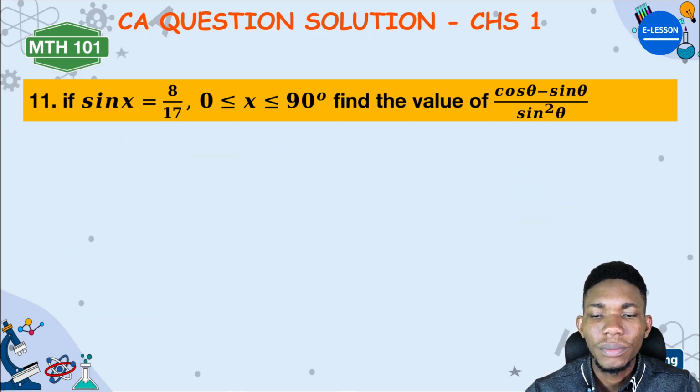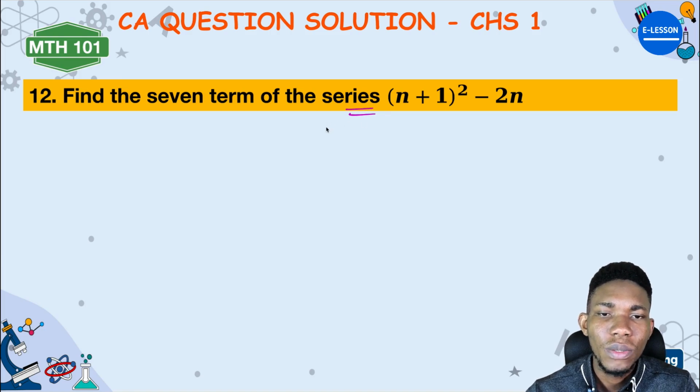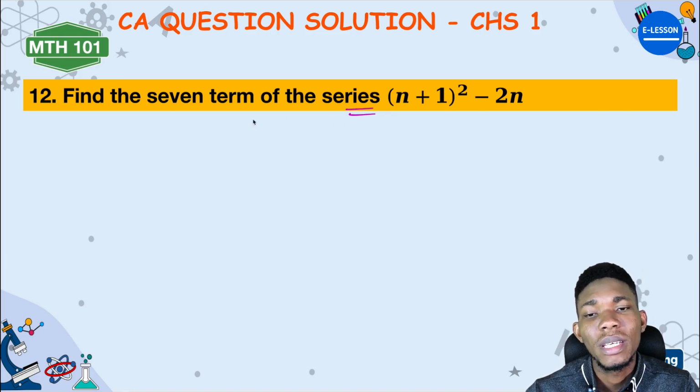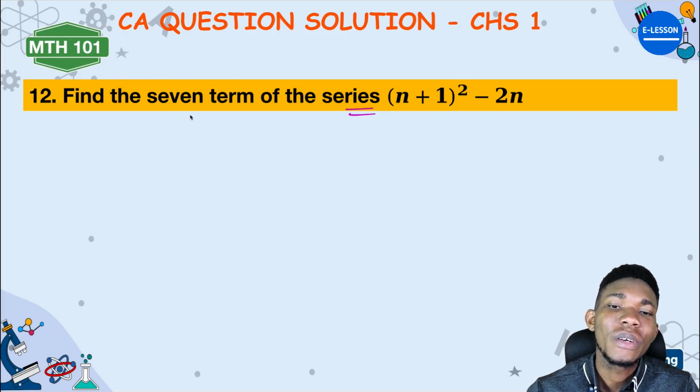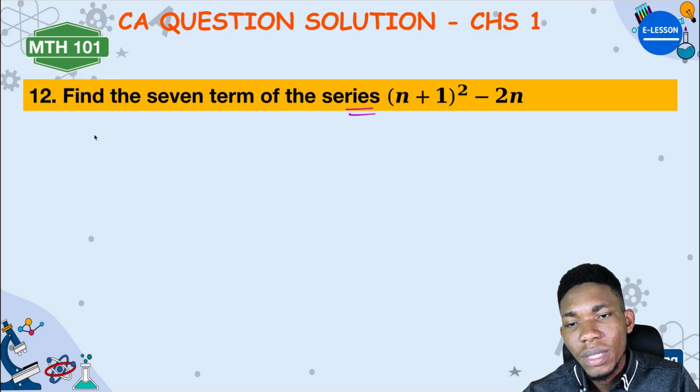Let's see the next one. The next question says, find the seventh term of the series. This is a very simple question. The question was actually worded as find the series of the seventh term. That does not make sense. If they say find the seventh term of the series, it means they ask you for what? T7. It is unknown.